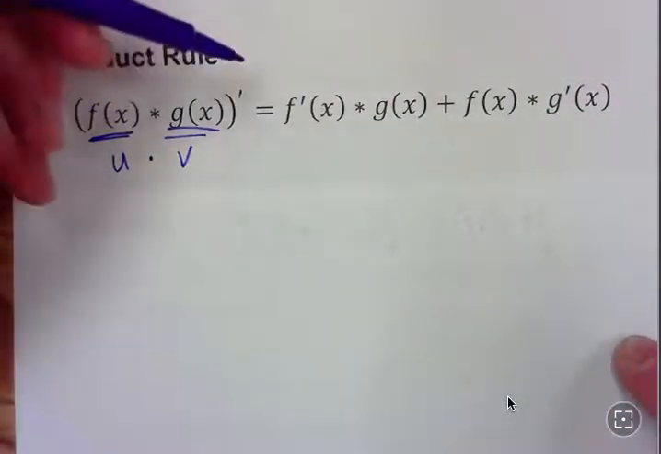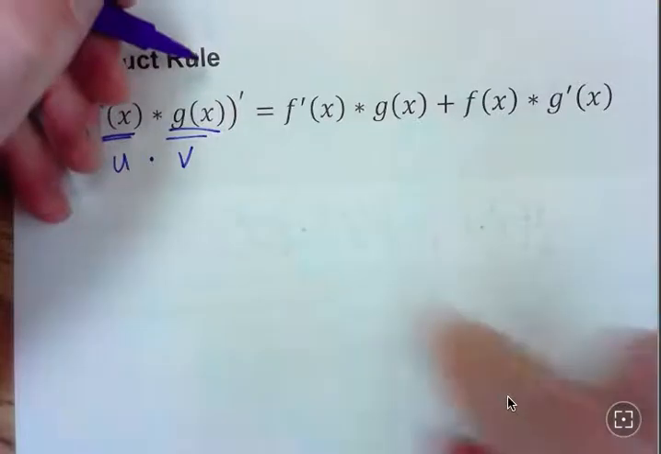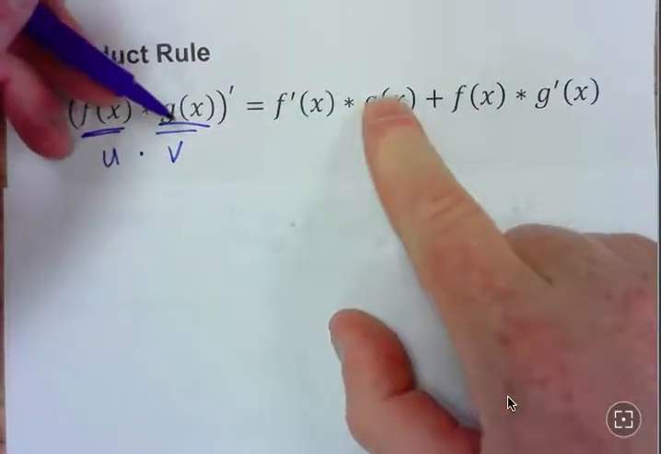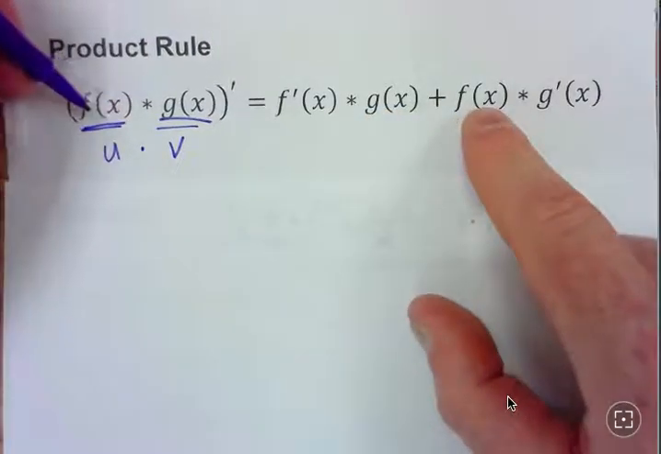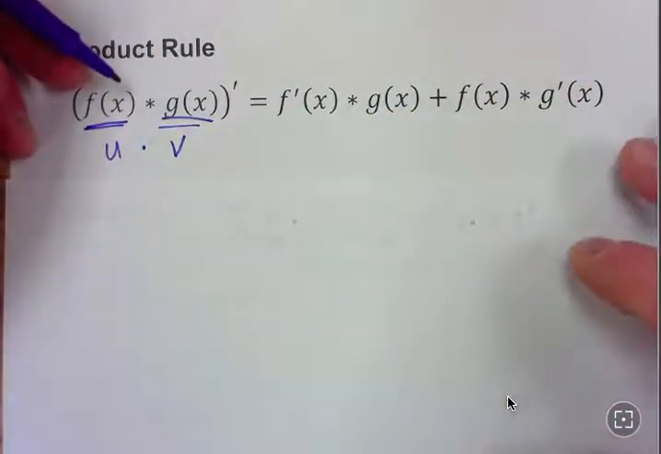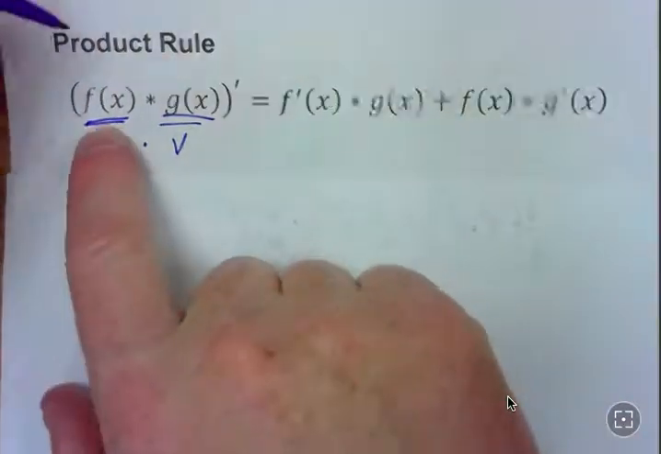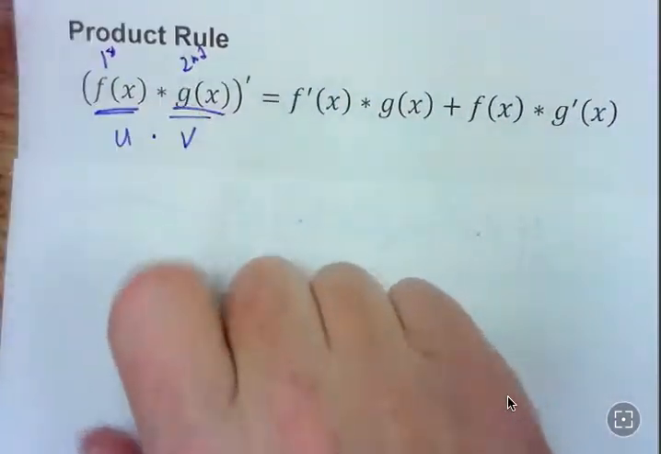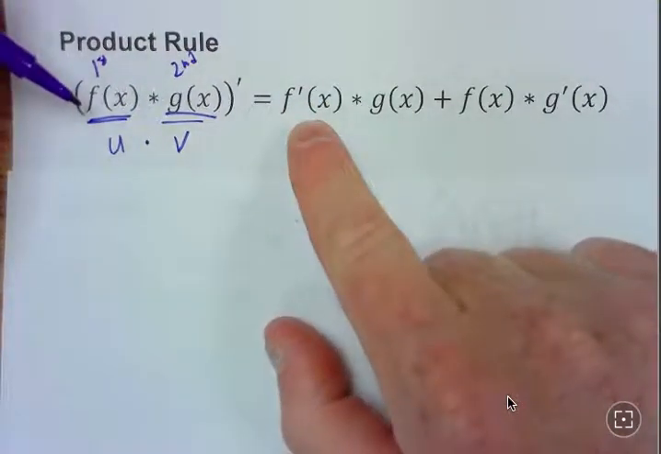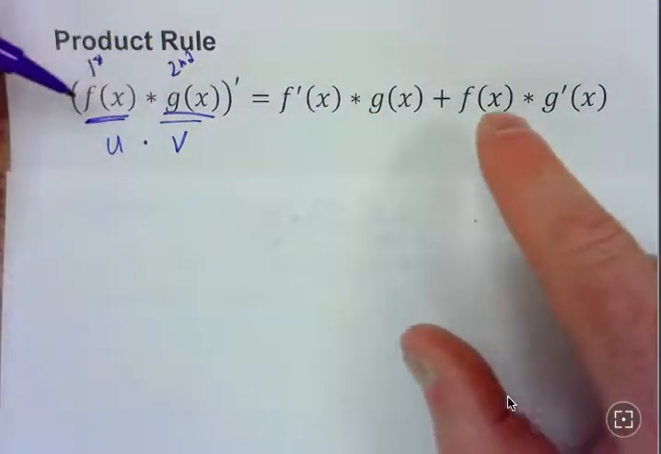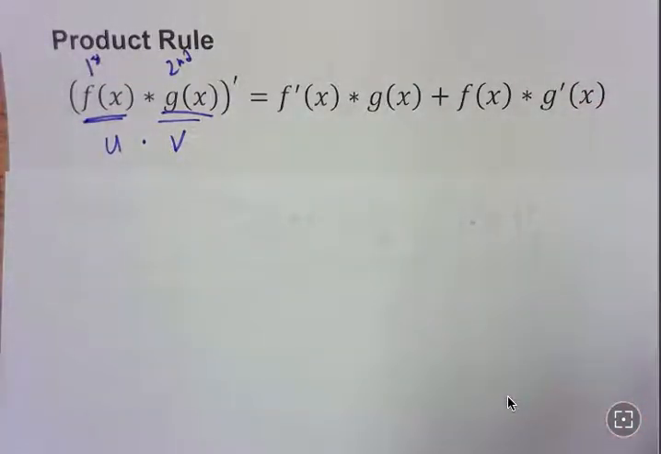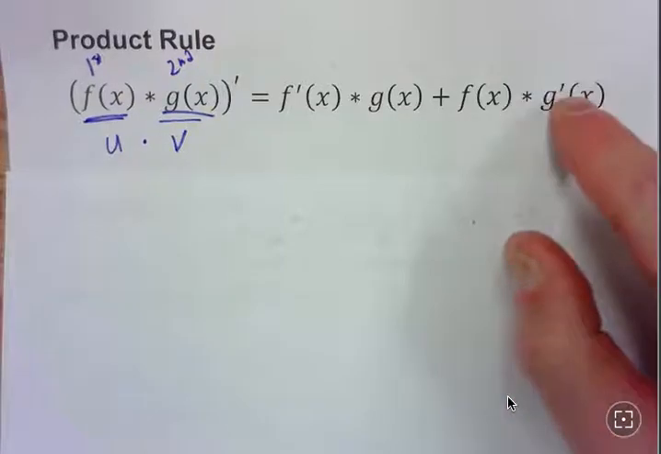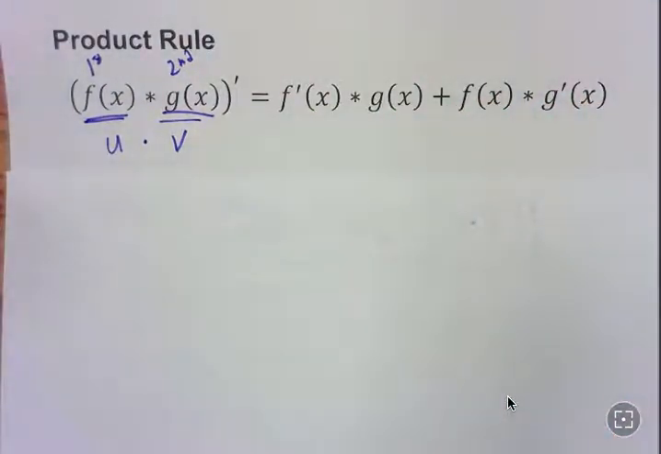The derivative of this product, as noted by this prime, will be the derivative of f times g, just normal g, plus normal f times the derivative of g. The way I like to think about this, if you think of two functions, here's the first, here's the second. We take the derivative of first times second plus first times derivative of second. Or the way I learned it, the order doesn't matter, but I always remember it as first times derivative of second plus second times derivative of first.